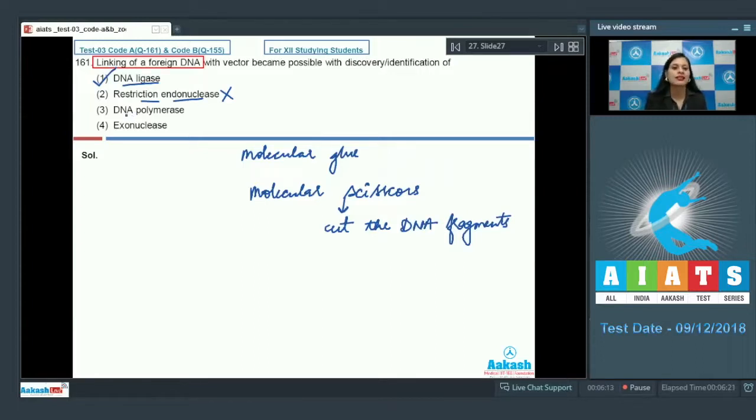The third option is DNA polymerase, and this is also an incorrect option because DNA polymerase is an enzyme which is responsible for the synthesis of DNA. The last option is exonuclease, and this is also an incorrect option because exonucleases are the enzymes which will cleave the DNA sequence at its terminal ends. So the correct answer for this question is option number 1. Let's proceed to the next question.